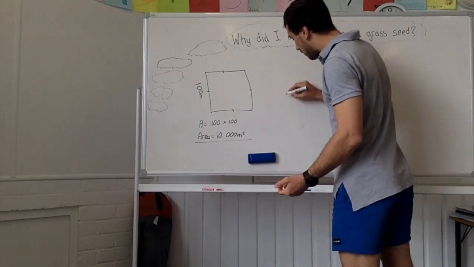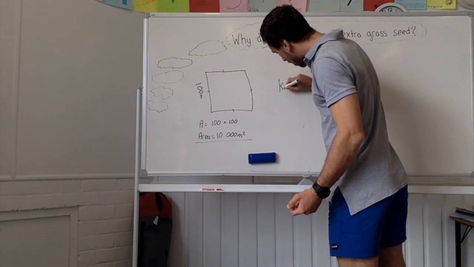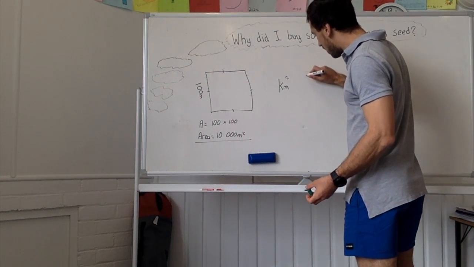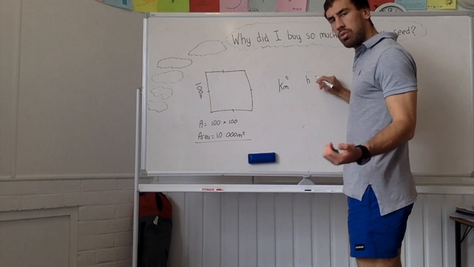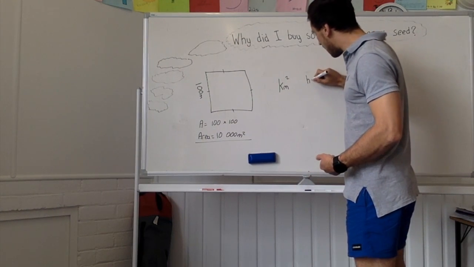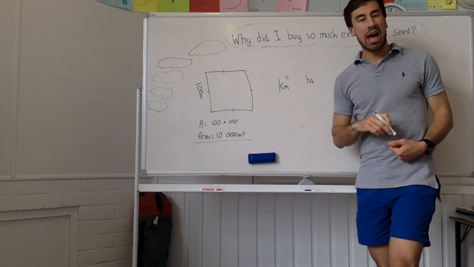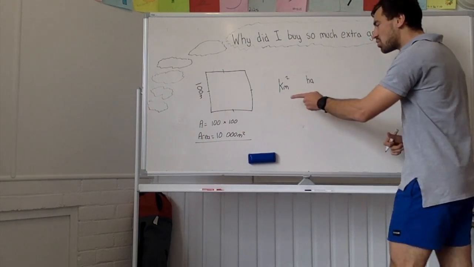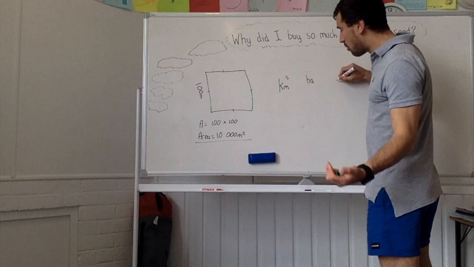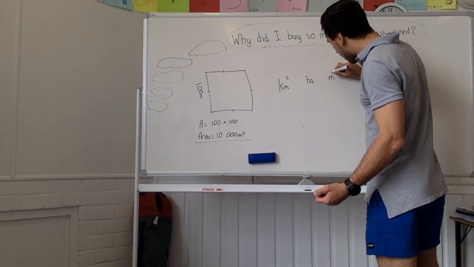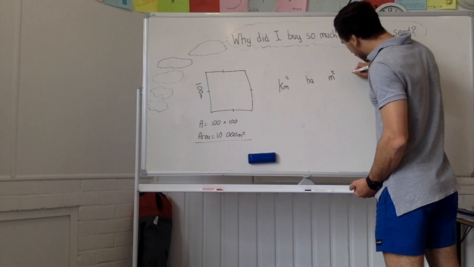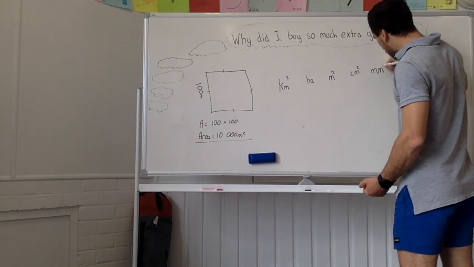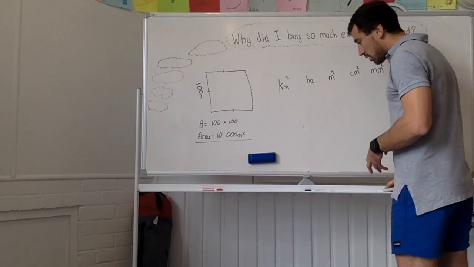So, we have kilometres squared here. We then have hectares. With our hectares, instead of writing the word hectare, we can actually just write H-A. Ha. Very funny way of writing hectares, isn't it? So we have kilometres, hectares. We're getting smaller here. We then have metres squared. We then have centimetres squared. And then finally we have millimetres squared.